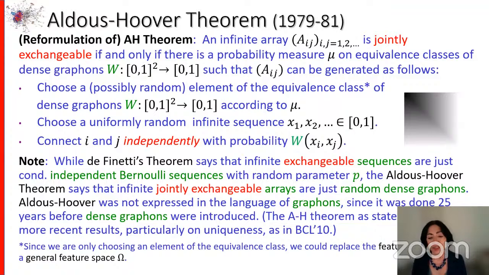And while de Finetti's theorem says that infinite exchangeable sequences are conditionally independent Bernoulli sequences with some random parameter p, which is measurable with respect to the sigma algebra at infinity, the Aldous-Hoover theorem says that jointly exchangeable arrays are just random dense graphons. Aldous-Hoover was not expressed in this language. It was done 25 years before dense graphons were introduced, but it can be, and the way we stated it implicitly includes things like the Borgs, Chayes, and Lovász result on the uniqueness up to measure-preserving bijection.